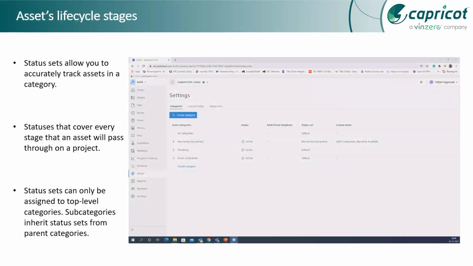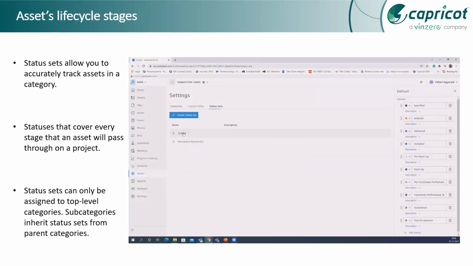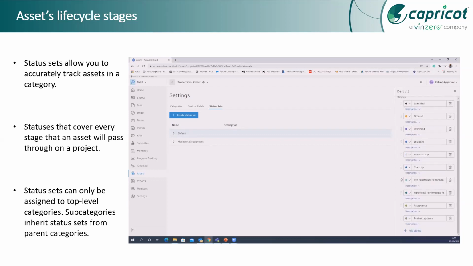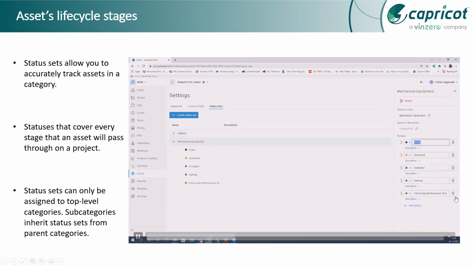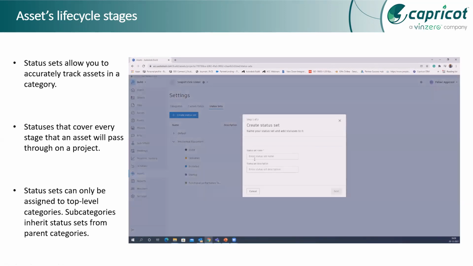And then we will define the status sets which we need to track. We need to track the installation process of the whole asset, so we can define those stages. As you can see here, the stages are defined as ordered, delivered, installed, pre-setup, startup, and functional performance test. These are various stages which you can define for any equipment. These will be marked as the installation of the asset progresses.